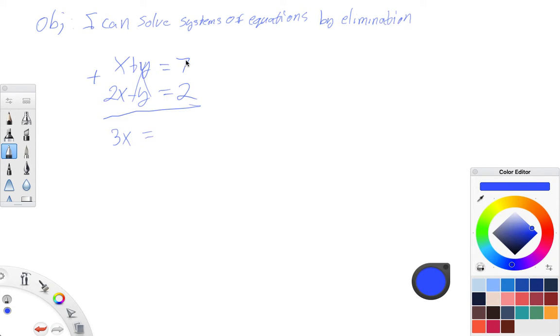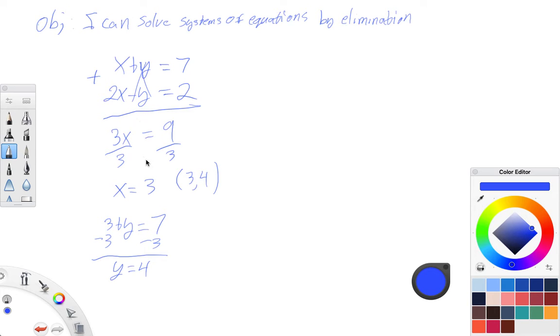And then I have 7 plus 2, which equals 9. So 3x equals 9, divide both sides by 3, and x equals 3. Now that I know that, I can go back and plug this back in, and 3 plus y equals 7. Subtract 3 from both sides, and y equals 4. So my answer to this one would be (3, 4).